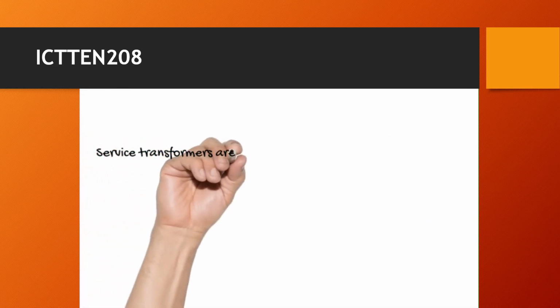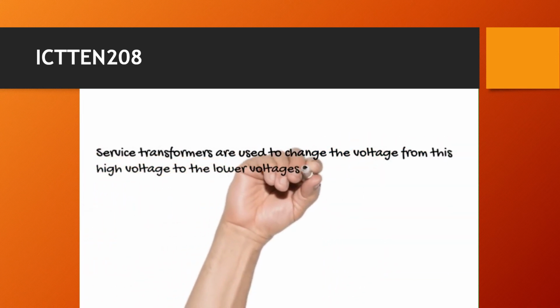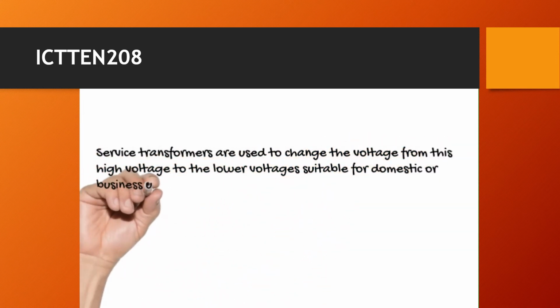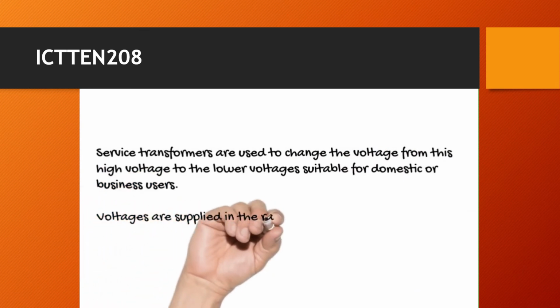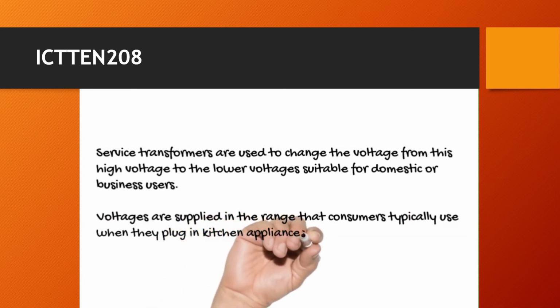Service transformers are used to change the voltage from this high voltage to the lower voltages suitable for domestic or business users. Voltages are supplied in the range that consumers typically use when they plug in kitchen appliances, televisions and electric lamps.